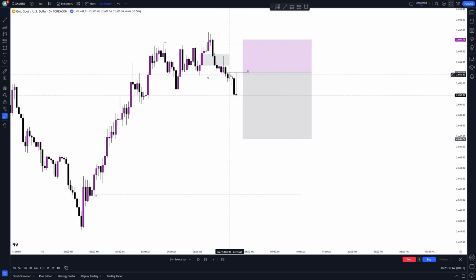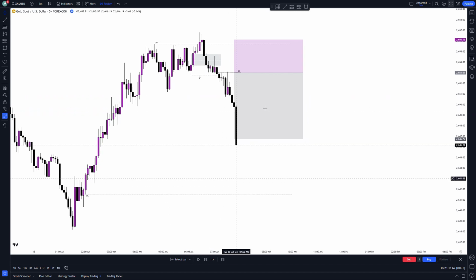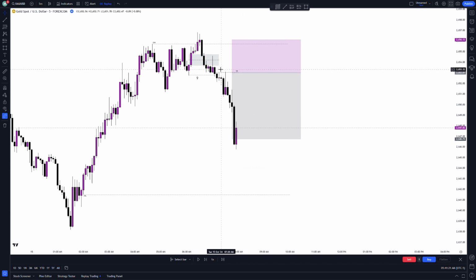So we have just hit our limit from this order block, and then let's see what is going to happen. Okay, boom, we have just hit our 2R. That's how it works. Let me show you another example.